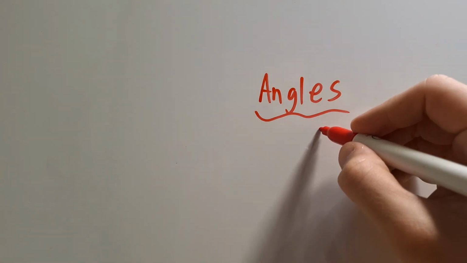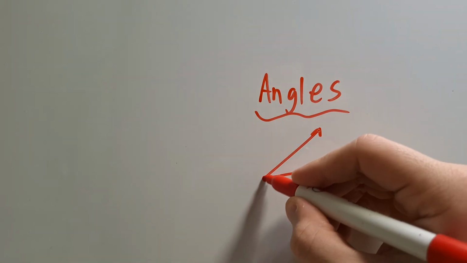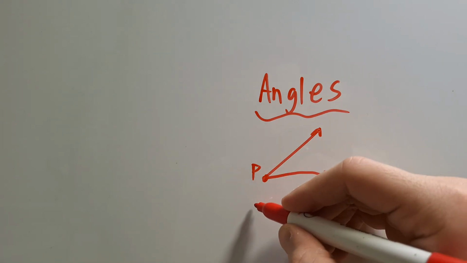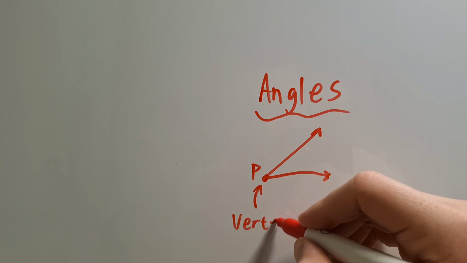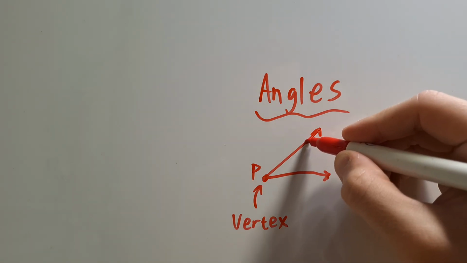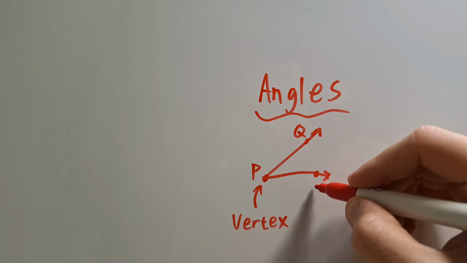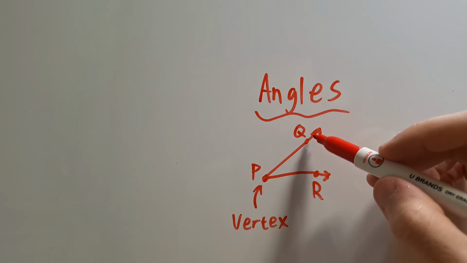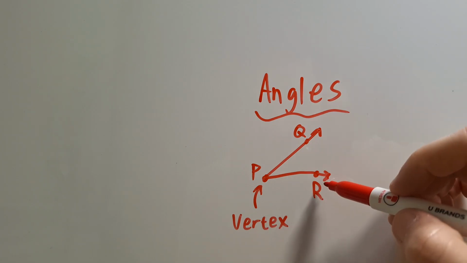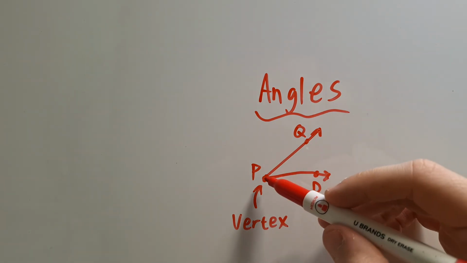And that endpoint, right here, I'll call it P, this is known as the vertex. I'll label my rays here. I'll call this one up here Q and this one R. So ray PQ and ray PR are called the sides of this angle with vertex P.